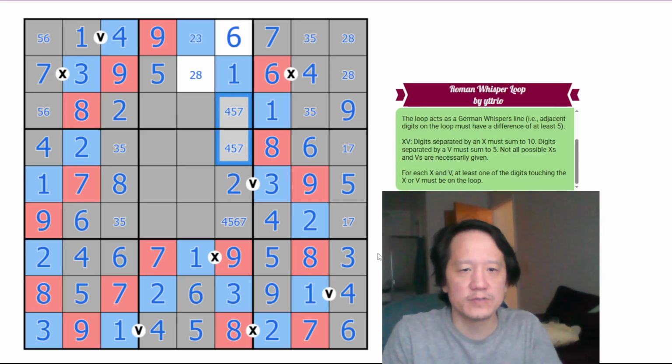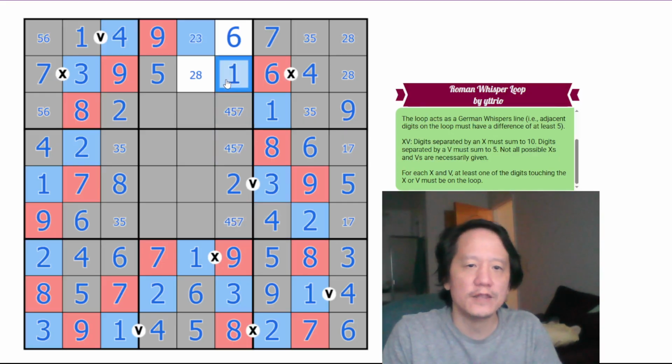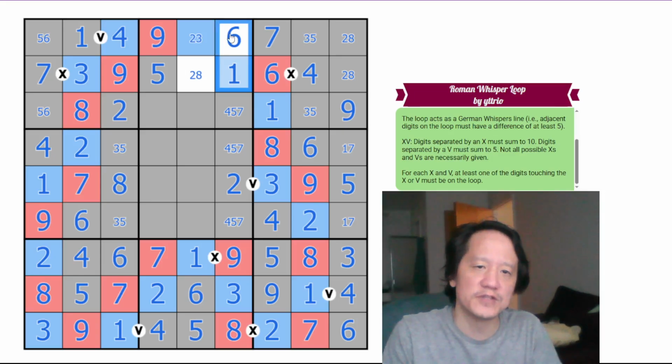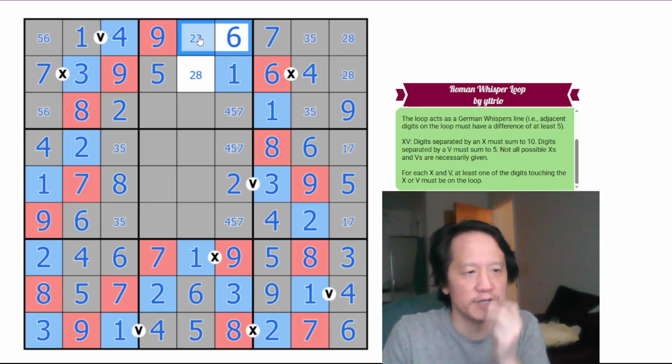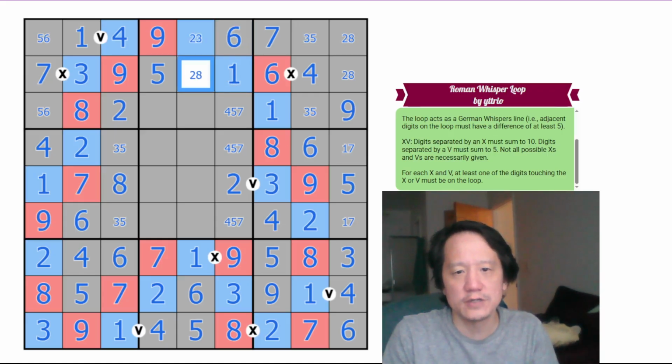Which means none of these can be 6. This can't be 6. This cannot go this way, because if it did, 6 would be next to 2 unique digits on a German whisper line, which is not allowed. So it has to go this way, which means this is a high, so this is 8. And it makes it 2 or 3. That's fine. This 8 eliminates 8 here, so that's 2.